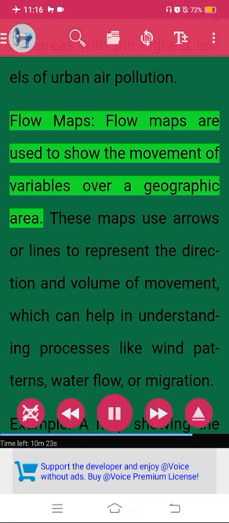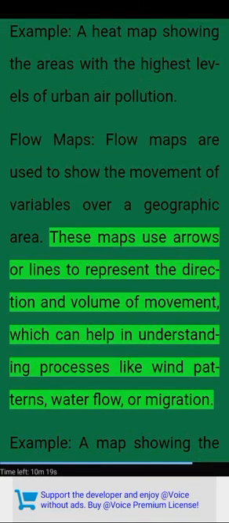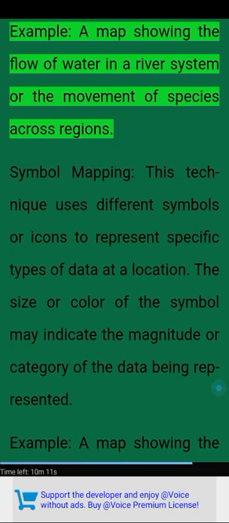Flow maps. Flow maps are used to show the movement of variables over a geographic area. These maps use arrows or lines to represent the direction and volume of movement, which can help in understanding processes like wind patterns, water flow, or migration. Example, a map showing the flow of water in a river system or the movement of species across regions.